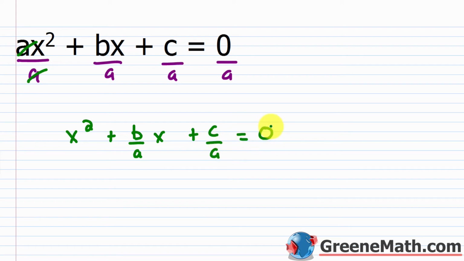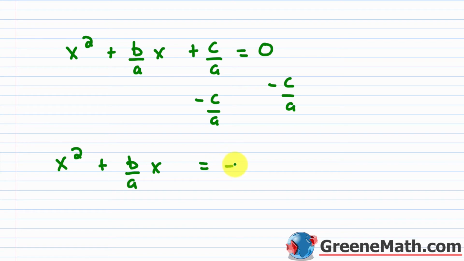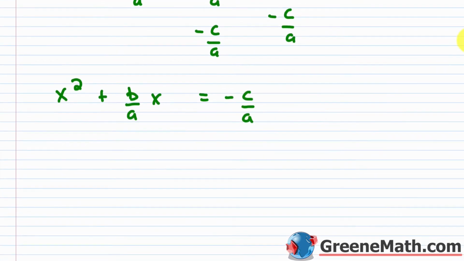Now the next thing is to make sure that all the variable terms are on one side and all the numbers are on the other. So what I'm going to do is subtract c over a away from each side of the equation, and that's going to give me that x squared plus b over a times x is equal to negative c over a.